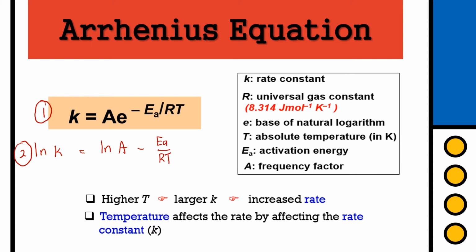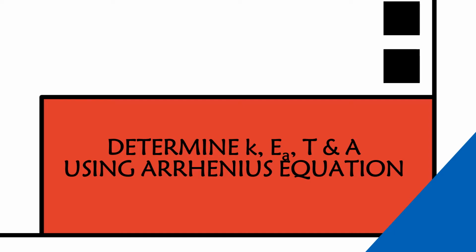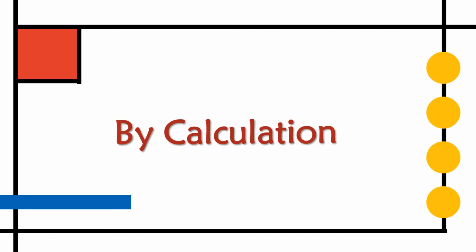Now we're going to look at how we use this Arrhenius equation in answering questions. The question can ask to determine K, Ea, T, and also A by using the Arrhenius equation. Actually we will have two methods or two different types of question. One is by calculation, the other one is by using a graph. We're going to look at the question based on calculation first.